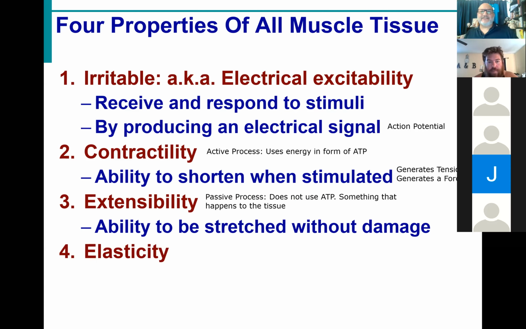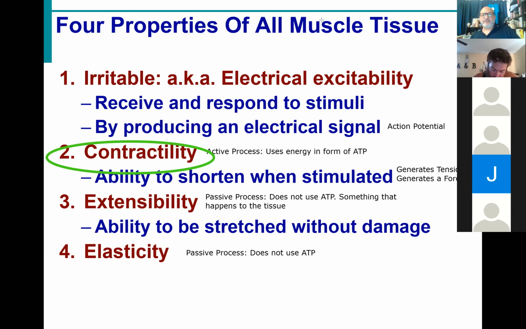Notice, is elasticity a passive or an active process? Passive. Yeah, this is another passive process. Right, does not use ATP. It's something that happens to the tissue. Remember, we said muscle's just a one-trick pony. It really only does one thing. It contracts. But it has other properties, important properties. And again, one of those is elasticity.